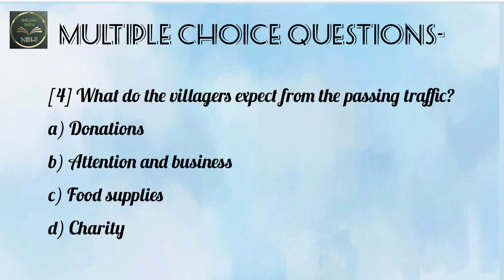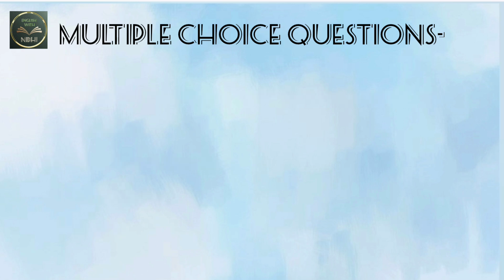Question number 4. What do the villagers expect from the passing traffic? A. Donations, B. Attention in business, C. Food supplies, or D. Charity. And the correct answer is option number B, attention in business.